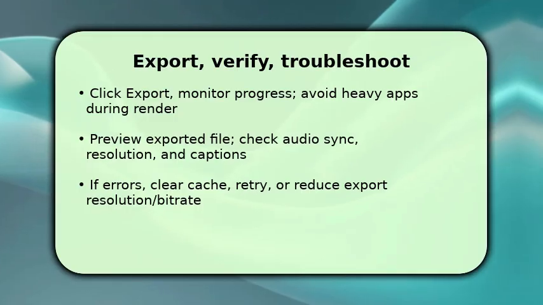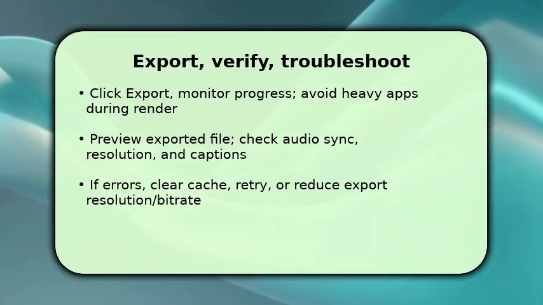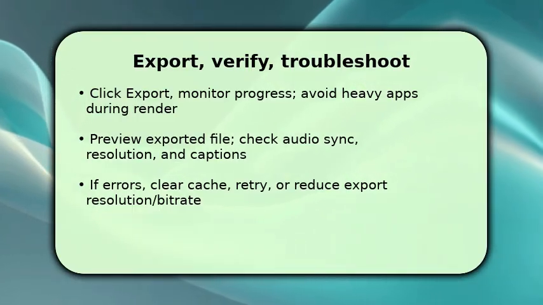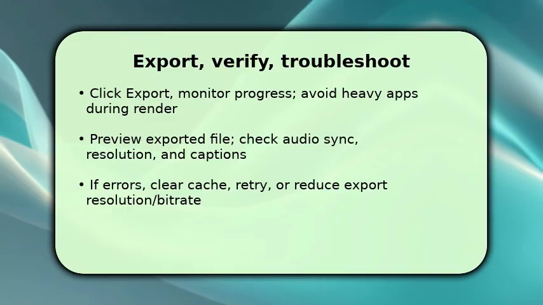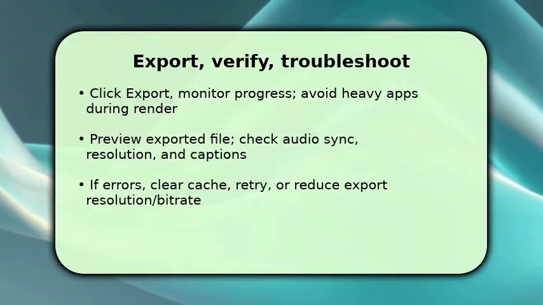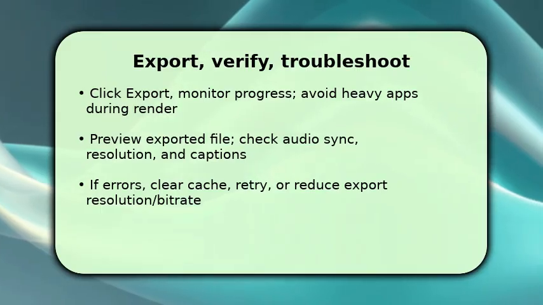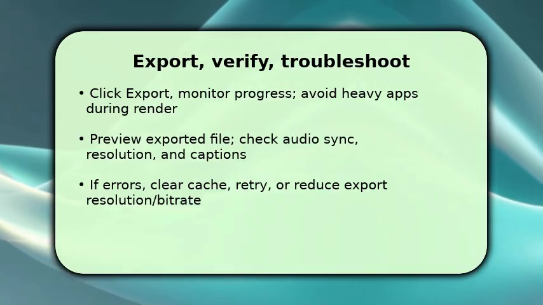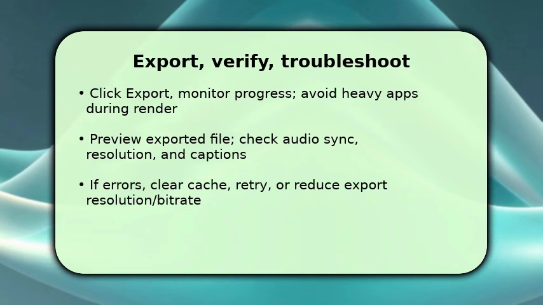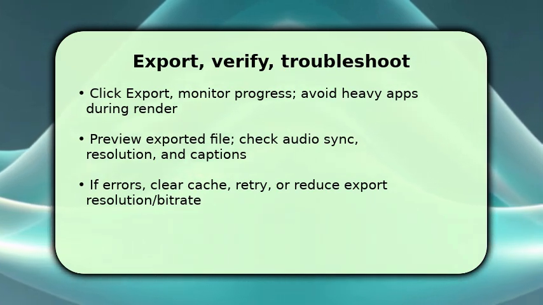Once export completes, play the final file entirely to verify audio sync, correct resolution, and that captions burned or embedded as intended. If export fails or output is corrupted, first clear Clipchamp cache or restart the app, then retry with a lower resolution or bitrate. If that still fails, re-export segments individually and stitch them together. This often isolates problem clips.